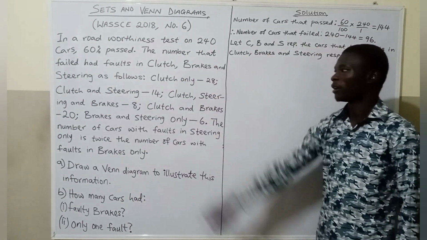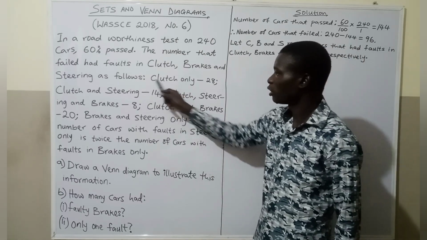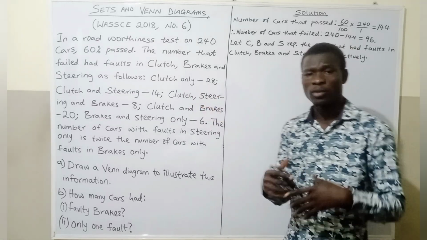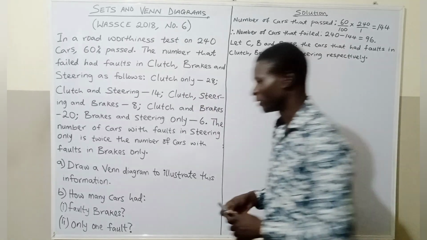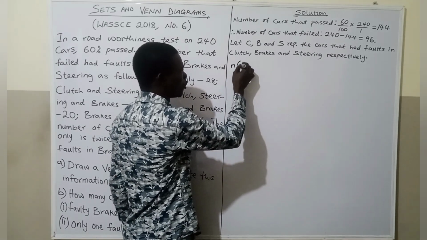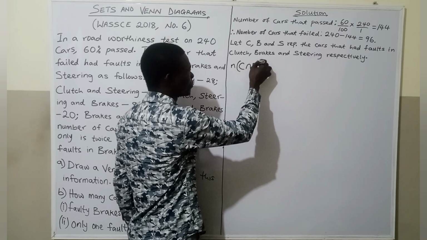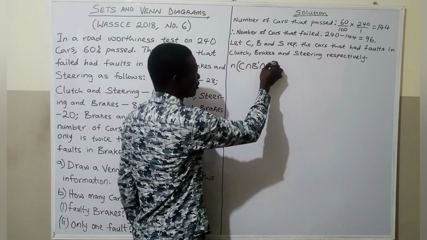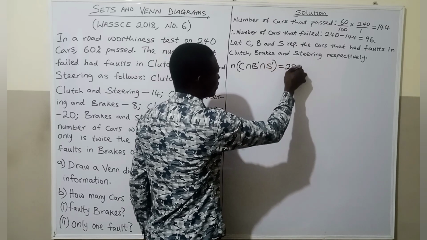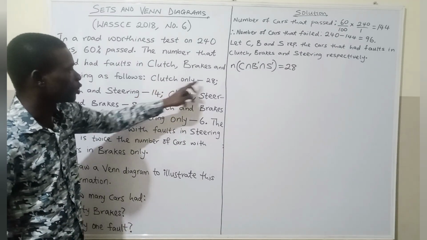Now we are bringing up the parameters. The first thing that was mentioned is clutch only. 28 cars had faults in clutch only. Now, how do we represent clutch only? The representation for clutch only is: number of C intersection B prime intersection S prime equals 28, because the question says the number of cars that had faults in clutch only is 28.